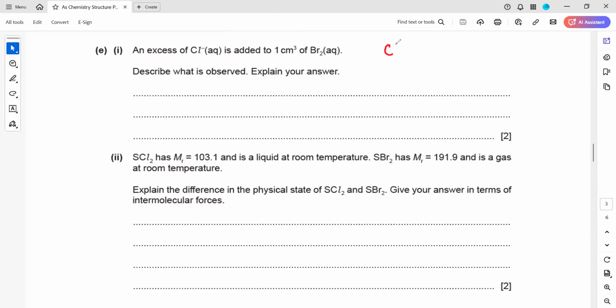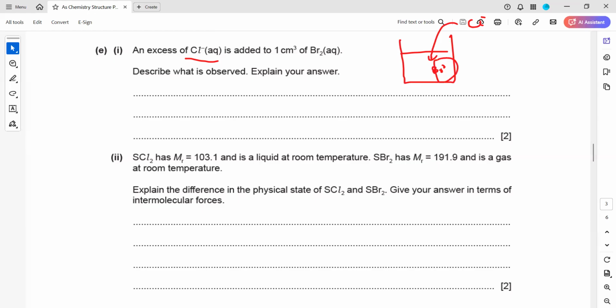If it was chlorine and we had aqueous bromide ion in the solution, yes, they would react, because the more reactive element, whether a metal or a non-metal, has a tendency to turn into an ion. A metal will form a positive ion, and a non-metal will form a negative ion. In this case, chloride ion is added to bromine, and they won't react with each other, so the appearance of the bromine will not change. Bromine is already orange in color, so the solution remains orange.